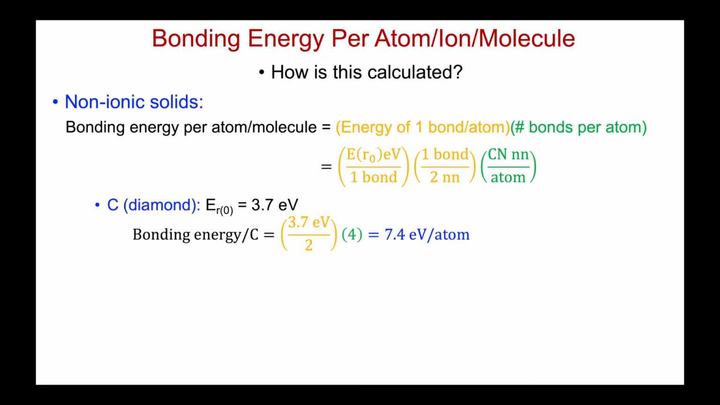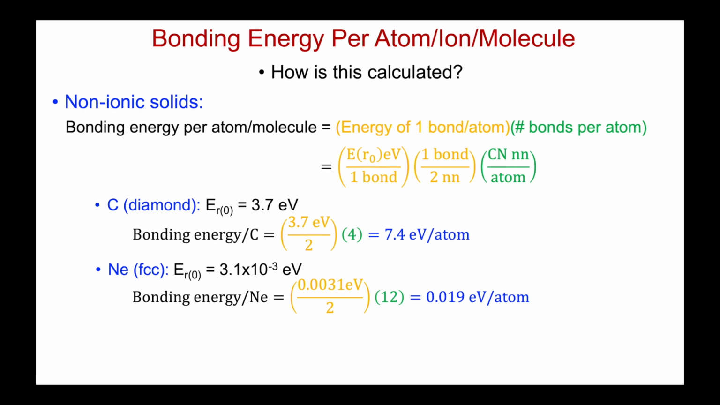As an example, let's look at diamond. The energy of 1 bond in diamond is 3.7 eV. And so the bonding energy per carbon is 3.7 eV divided by 2, because there's 2 atoms in the bond, then multiplied by 4, because that is the coordination number of each atom. And so the bonding energy in diamond per carbon is 7.4 eV per atom.